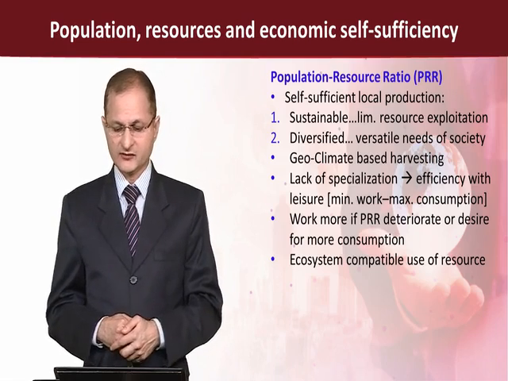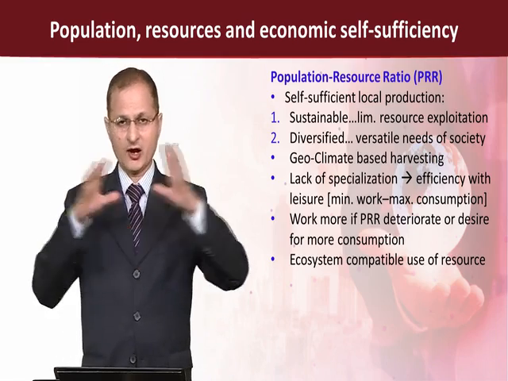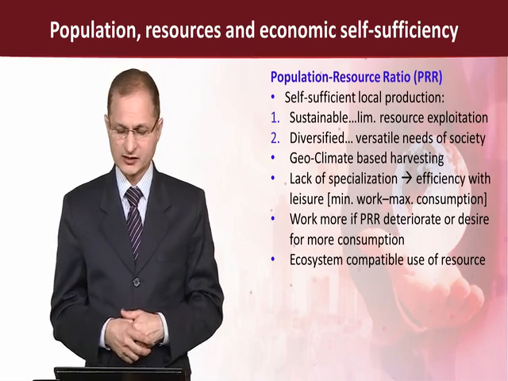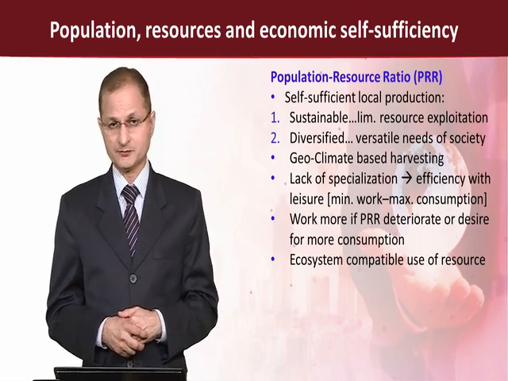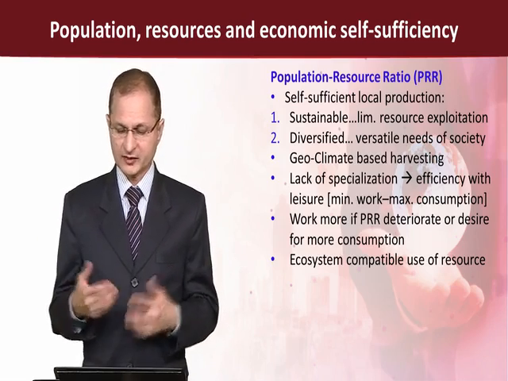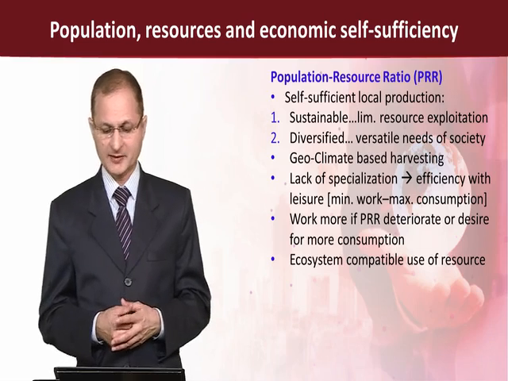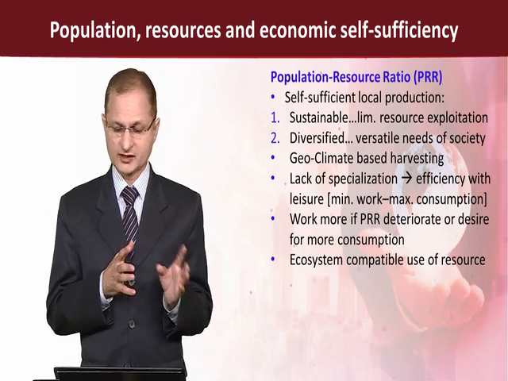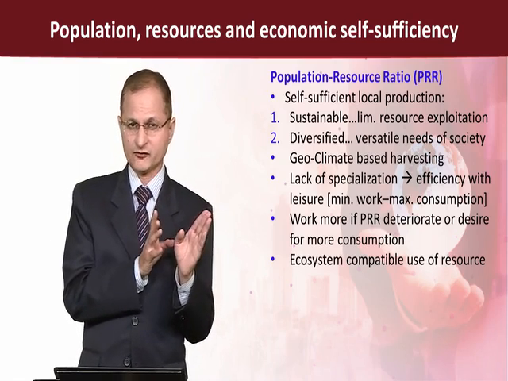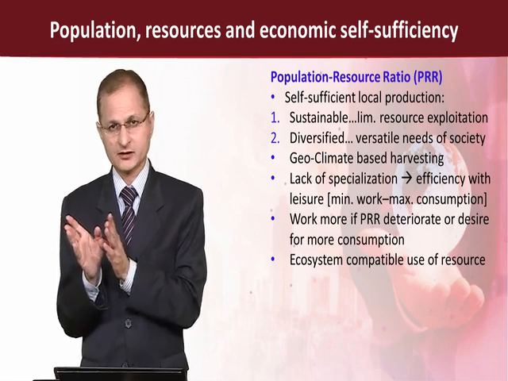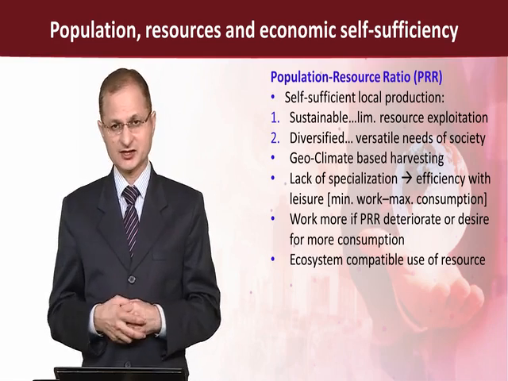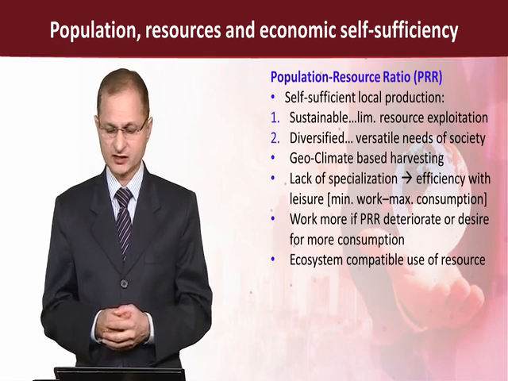Second, diversified, versatile needs of society, which are going to expand in multiple dimensions. This diversification of needs actually creates pressure over that particular ratio. It happens due to geoclimate-based harvesting: in which area what kind of climate is suitable for what kind of product, so that product should be produced there more as compared to other areas. Lack of specialization was previously the case in self-sufficient societies.